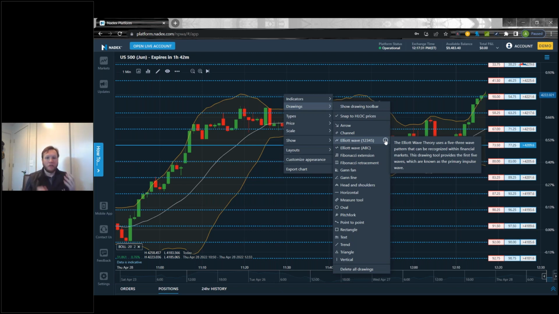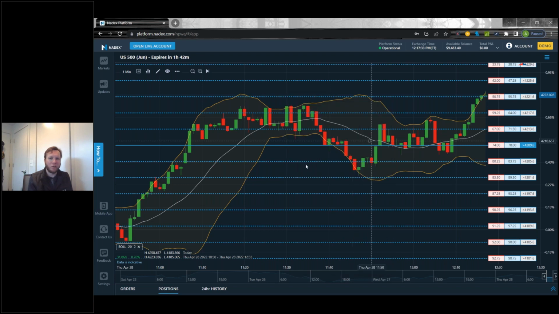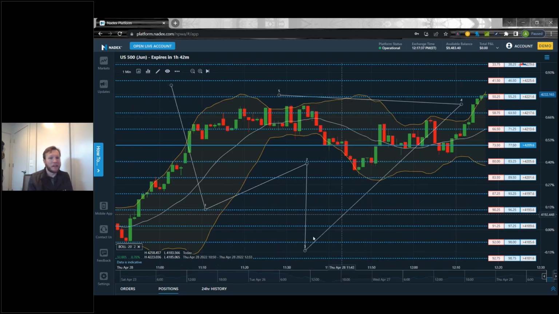So again, it'll give you a little bit of blurb, and I can say, okay, I really want my Elliott waves here, and I can click all over my chart. That's not how you would actually put up an Elliott wave, but there we go. We now have that overlaid on our chart itself.